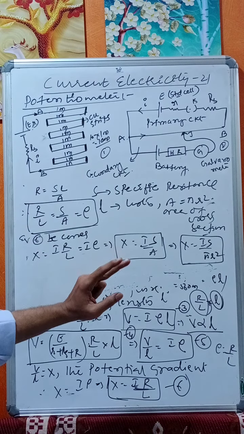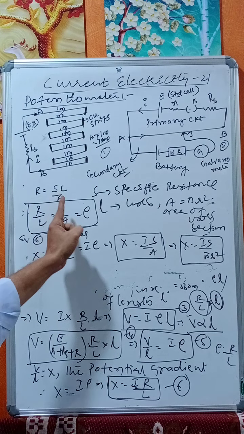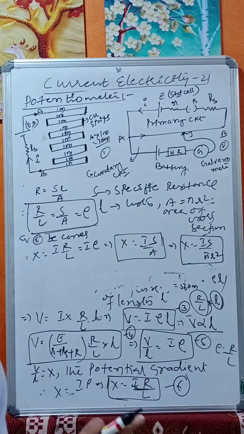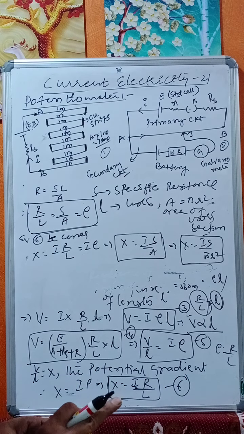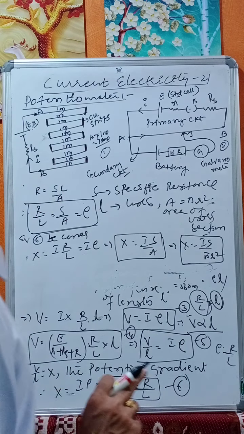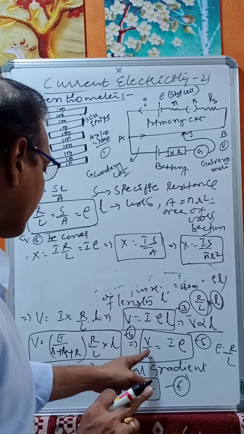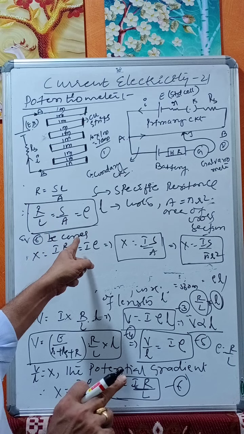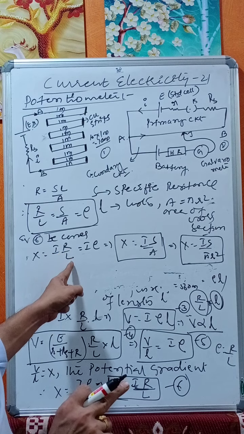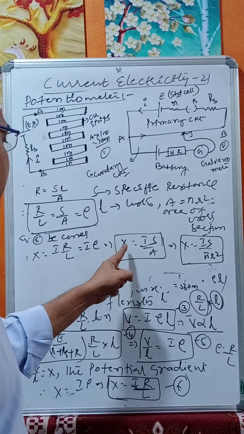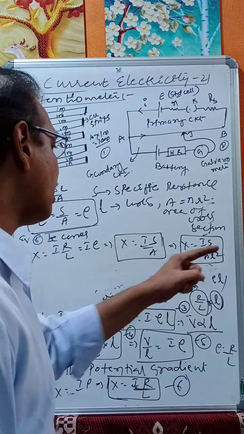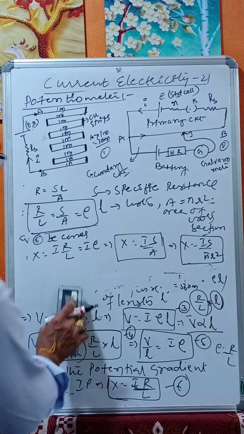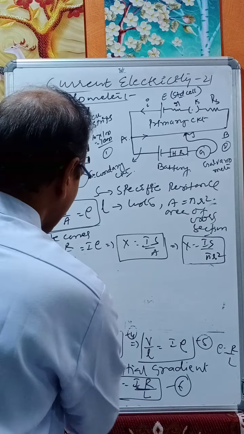This is an important one. R by L can be replaced with S by A, where S is the specific resistance and A is the area of cross section of the wire, which is pi r square. As V by L is equal to I rho, in place of rho we can write R by L or S by A. Therefore X is equal to I R by L or I rho, which implies X is equal to I S by A, or I S by pi r square.